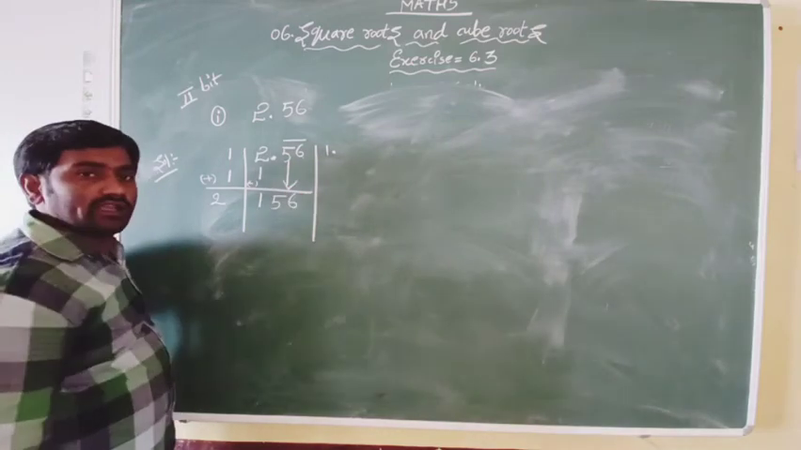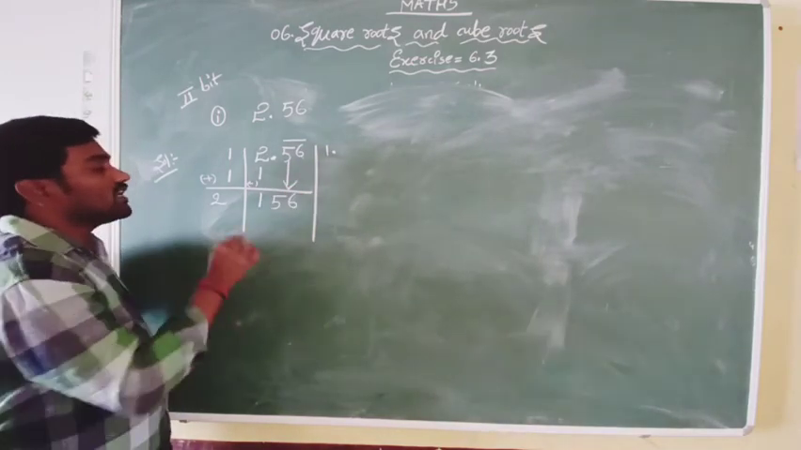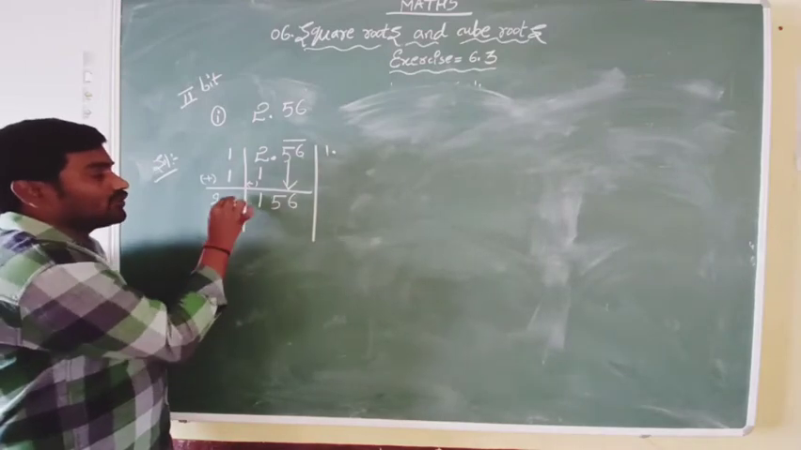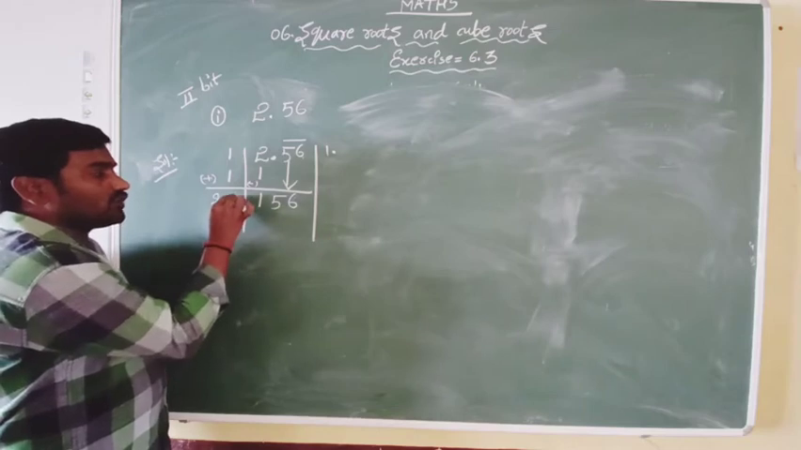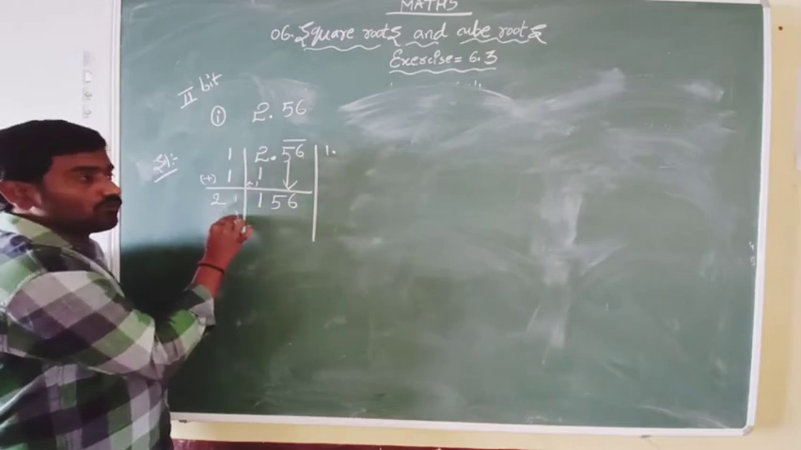Yes, we have taken these 2 digits now. Now we need to guess what number we should write. Either you write 1 here, you have to write 1 also here. With 1 you need to multiply. If you write 2 here, here also you have to write 2.